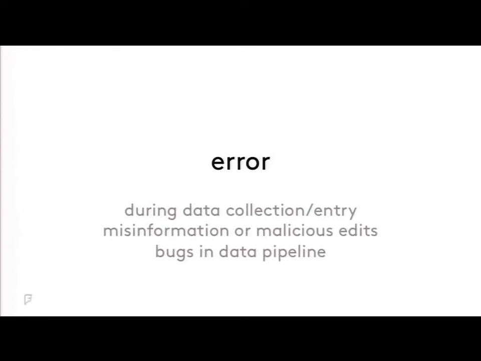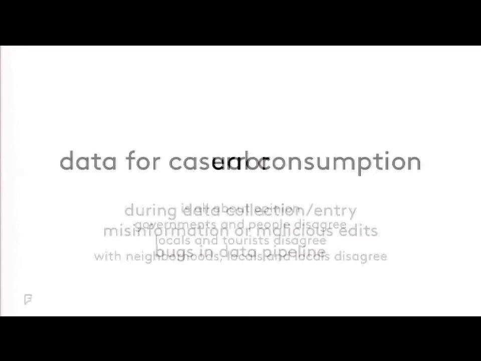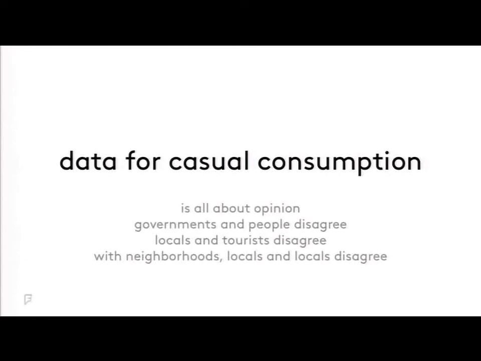Then there's human error. Human error tends to creep into data entry and data collection. Given that we have community sources like geonames, sometimes we have pure malicious edits or edits that were badly informed. We have programming errors creep into stuff like conflation or any other stage of the very complex data pipelines that companies like Foursquare tend to build. So the bottom line is that geodata for casual human consumption is all about opinion. Very often governments and people disagree, locals and tourists disagree, and if you want to make things interesting, toss neighborhoods into the mix, and locals and other locals can very vehemently and venomously disagree with each other.